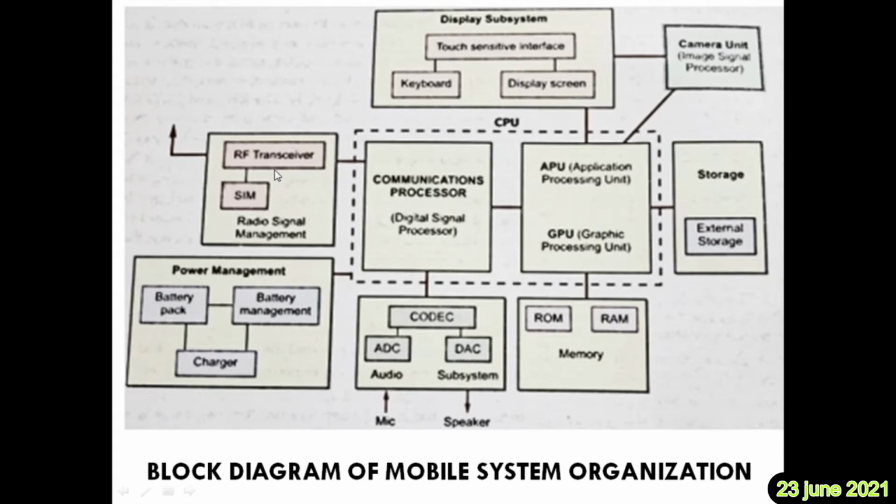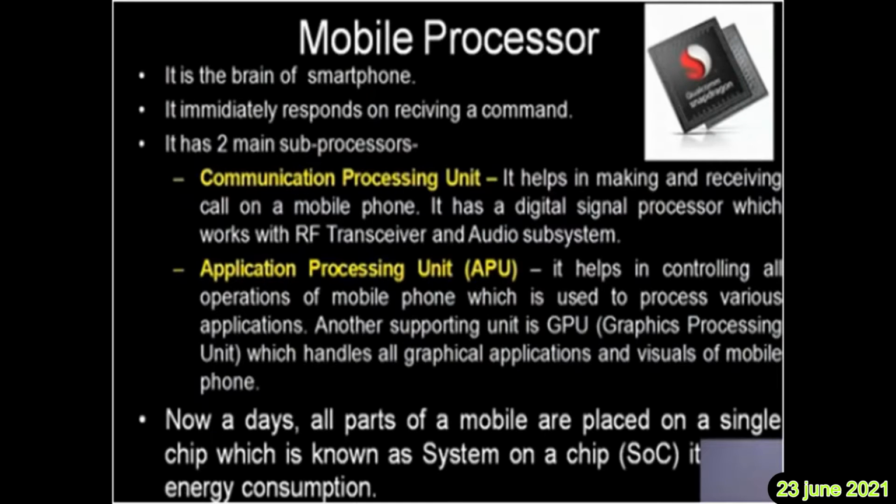So if you make a list, what you can say now: one is the central processing unit, number one, then the display system, then your memory system, then your secondary storage, then your input output, then of course the camera, one camera unit, that is called the image signal processor, which makes you able to take the images or the photos. Then power management, and your radio signal management. Once again I will repeat: radio signal management, power management, storage management, then your camera management, that is image signal processor management, then the display system, then your input output and your internal memory in the form of RAM and ROM. This is what we have discussed here.